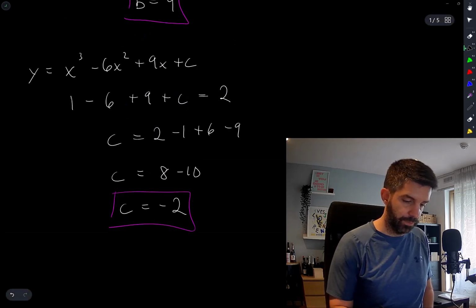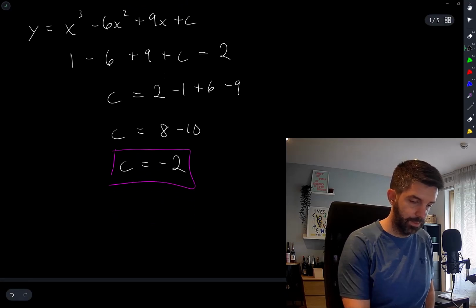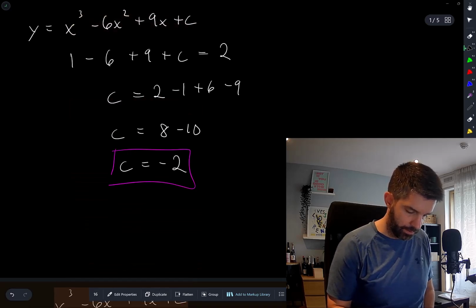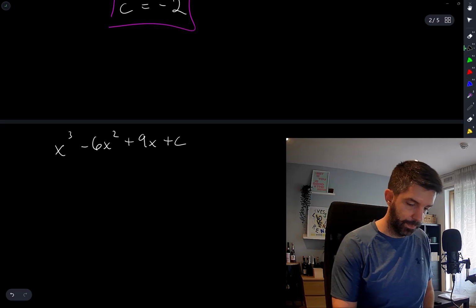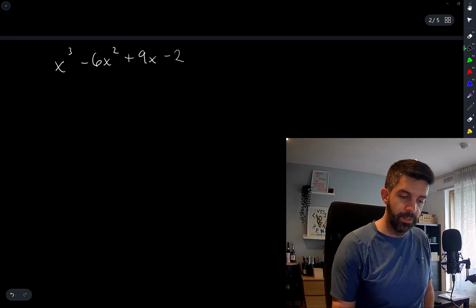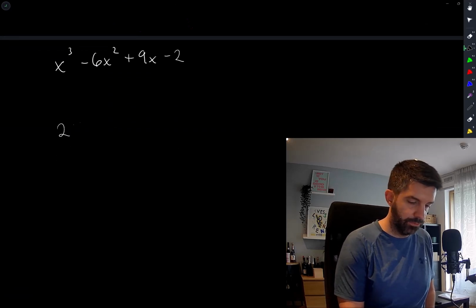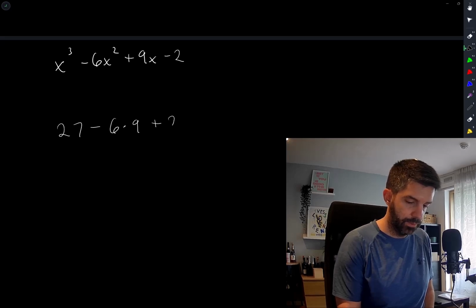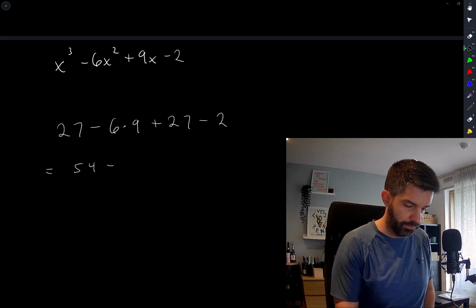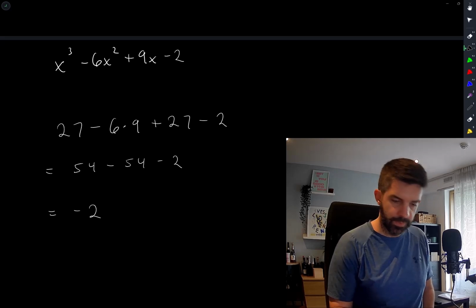And that's just going to be taking this polynomial and evaluating it when x is equal to 3. Of course, now I can substitute. I know c is equal to -2. So when x is 3, I have 27 minus 6 times 9 plus 27 minus 2. So that's 54 minus 2... is equal to -2. And that's option B.